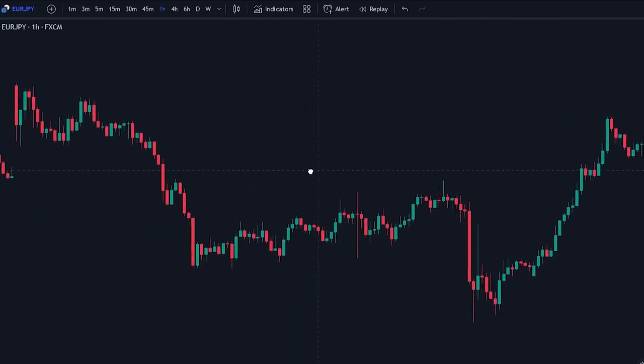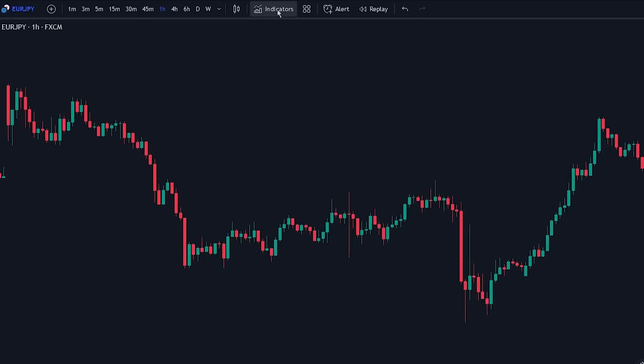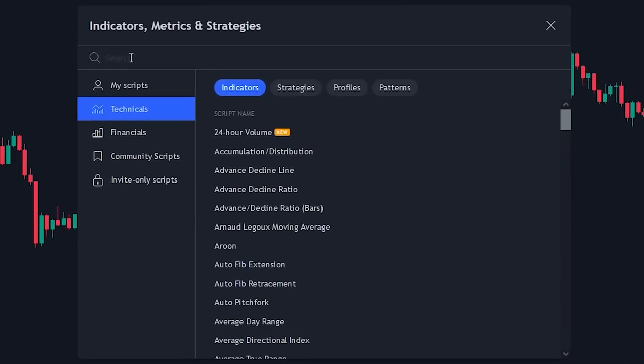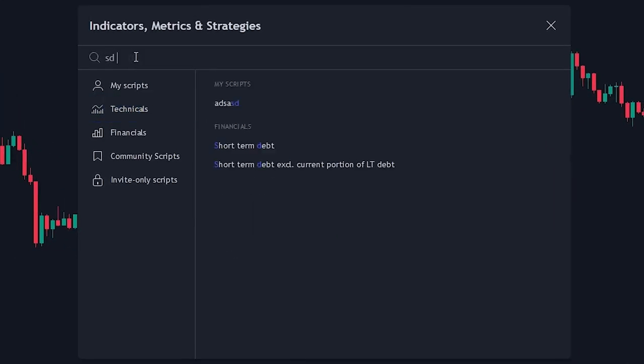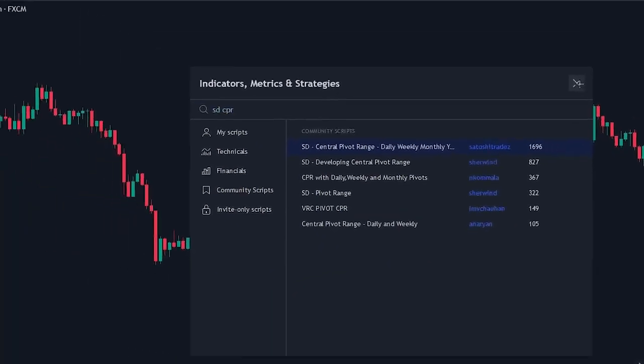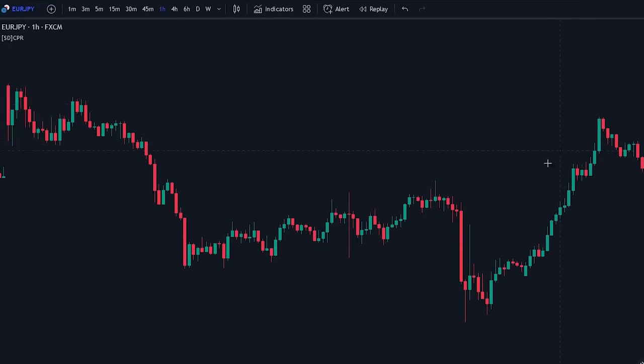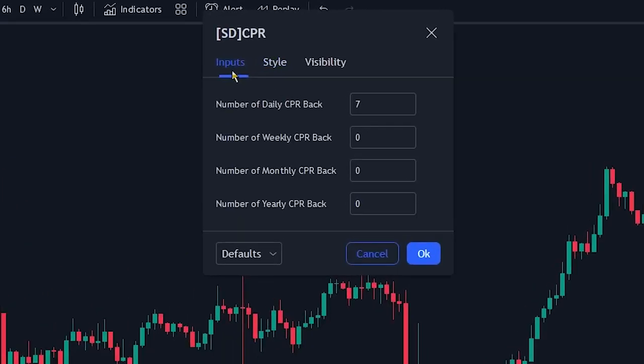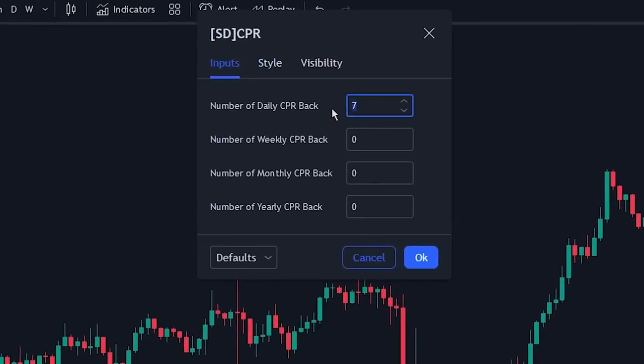with that. Head over to the Indicator Search tab. Now click on the Search tab and search for the CPR indicator. Select the indicator made by Satoshi and add it to the chart. Now let's change the settings of the indicator. To do this, click on the Indicator Settings tab and navigate to the Input tab. Here we will be changing the lookback range to 100.